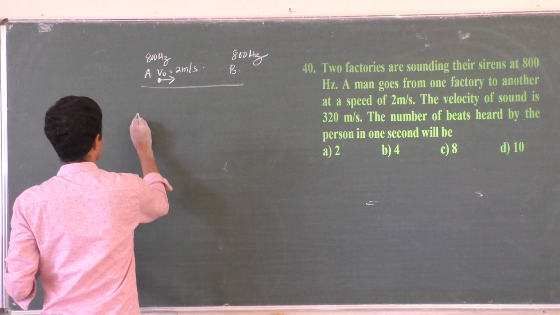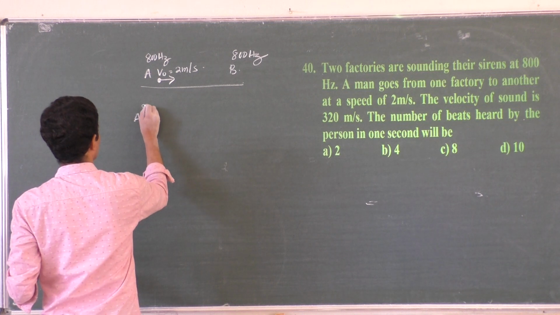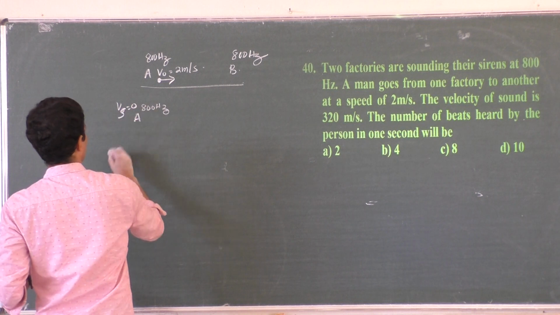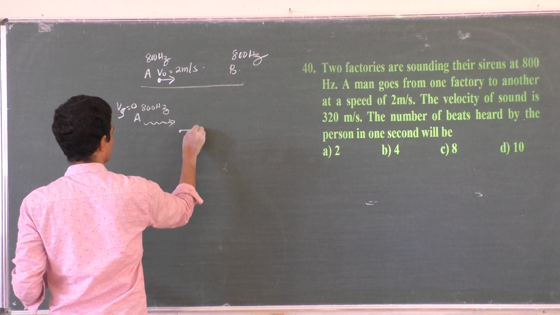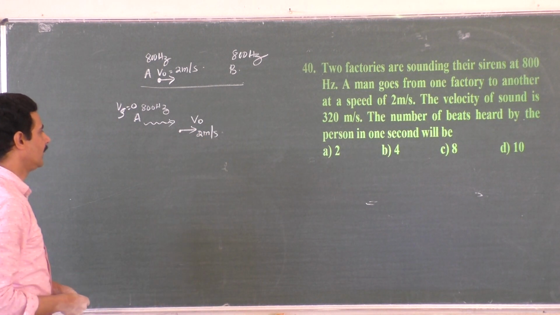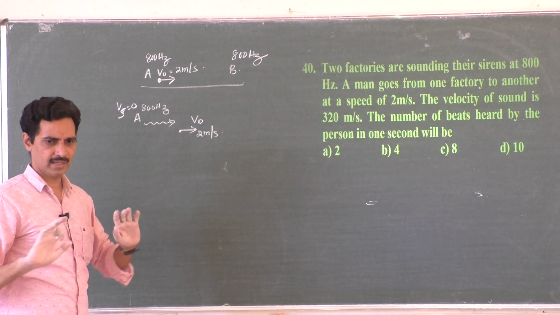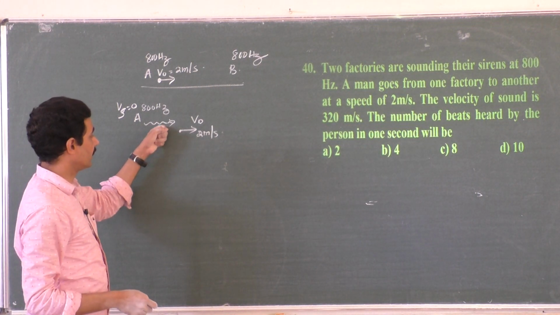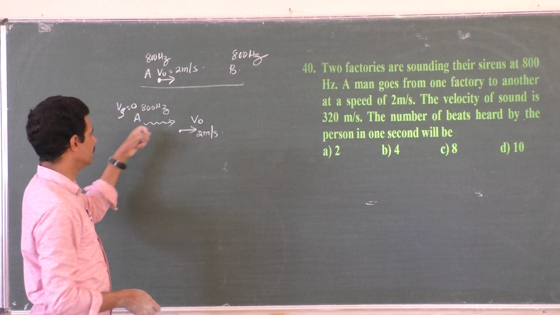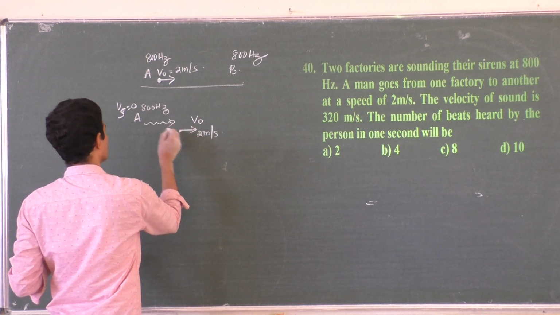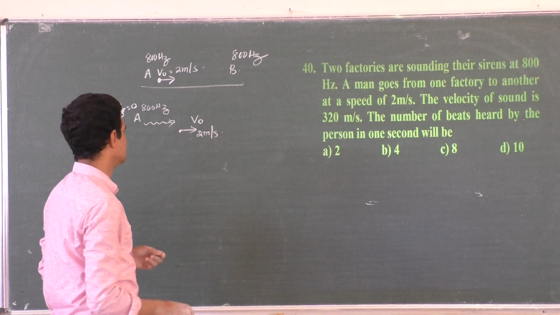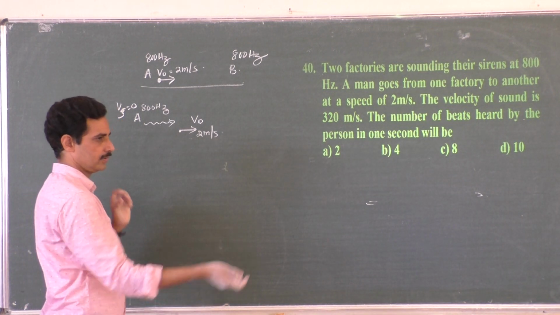Now, from A, we will see. A is emitting sound waves of 800 Hz. So, velocity of the source is 0, right? It is emitting sound like this, and the observer is moving away from that sound at 2 meters per second. In the direction of sound, the observer is moving. Source is at rest. Observer is moving in the direction of sound. That means V0 should be negative.